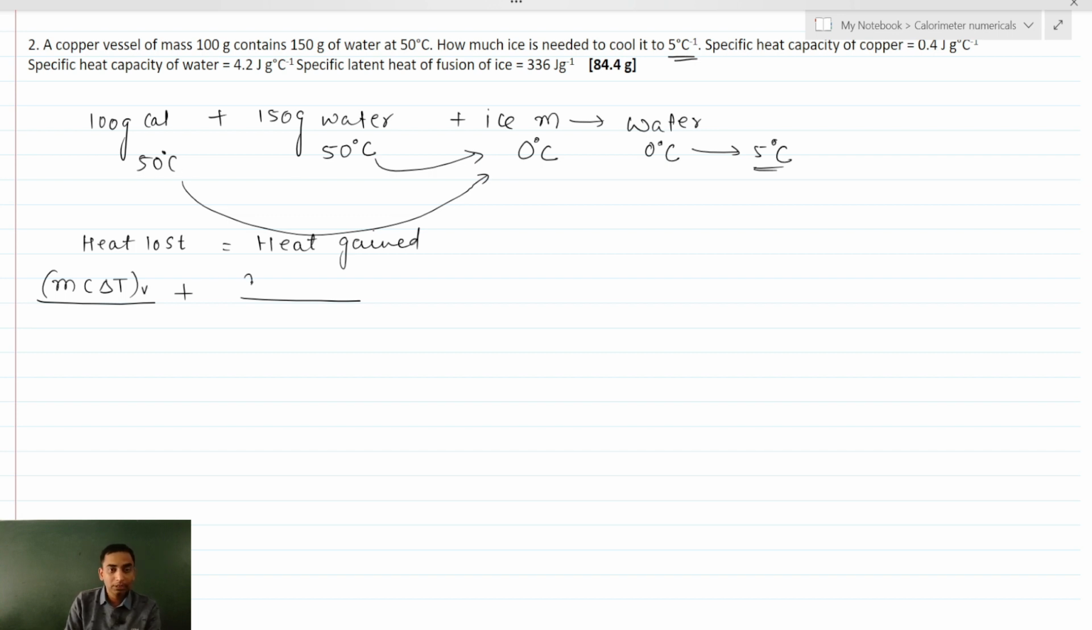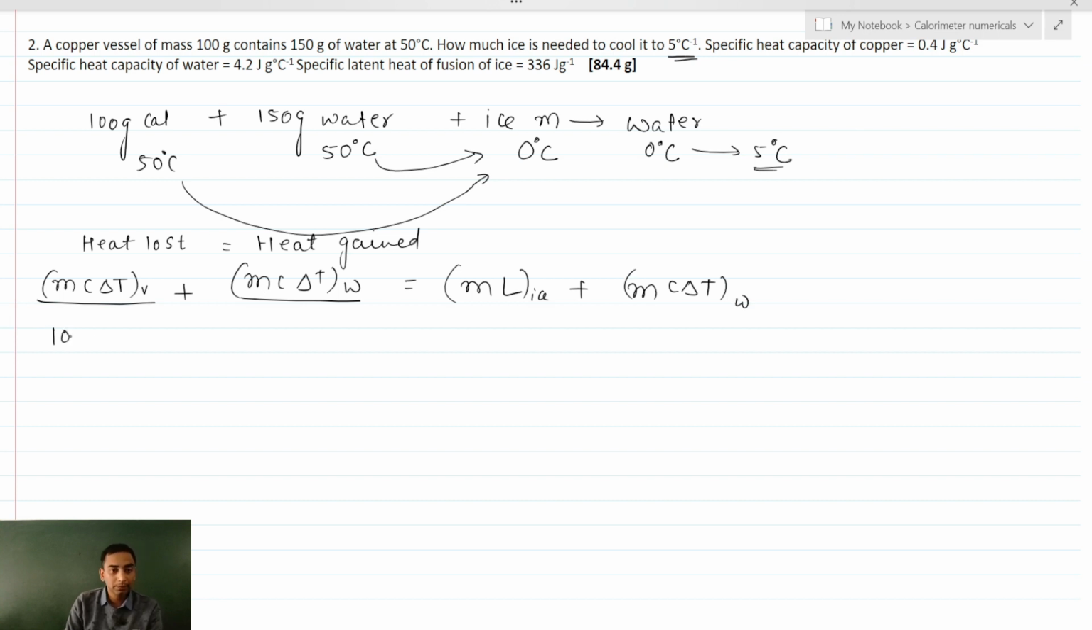So this is a vessel, this is mc delta T of the water. That is, the entire ice changes to water, so that is mL. We don't know the mass of the ice, and m grams of water is formed, its temperature increases, so mc delta T of the water. Now let us substitute the value.